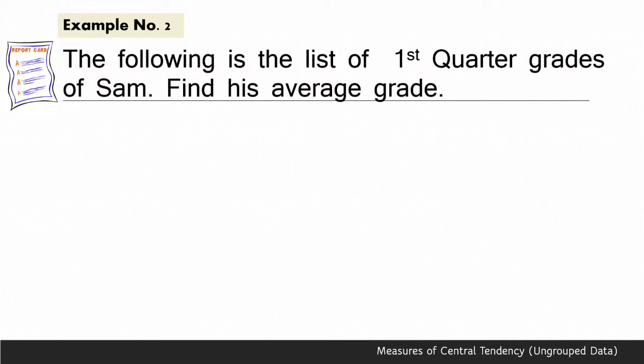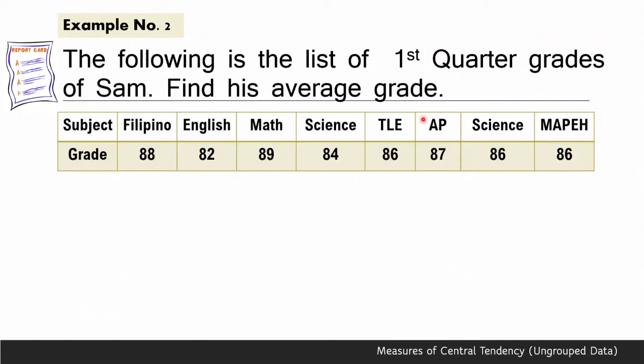Let's have our second example. The following is the list of first quarter grades of Sam. Find his average grade. So here are his grades. He got 88 in Filipino, 82 in English, 88 in math, 89 in math, 84 in science, 86 in TLE, 87 in AP, 86 in science and MAPE.